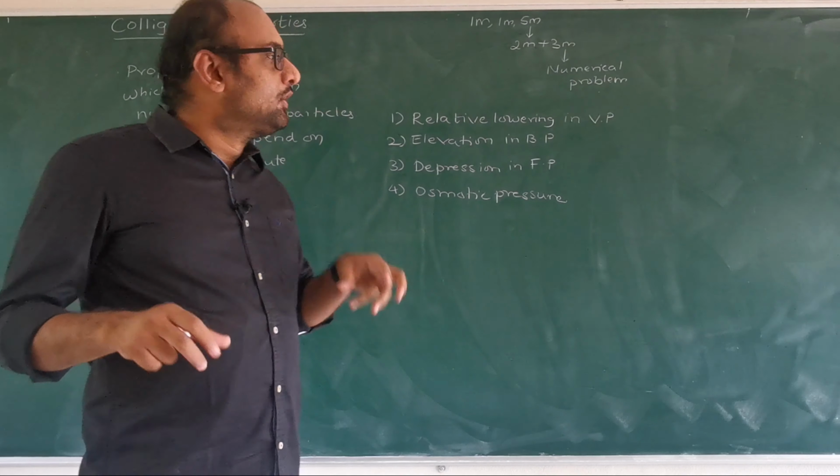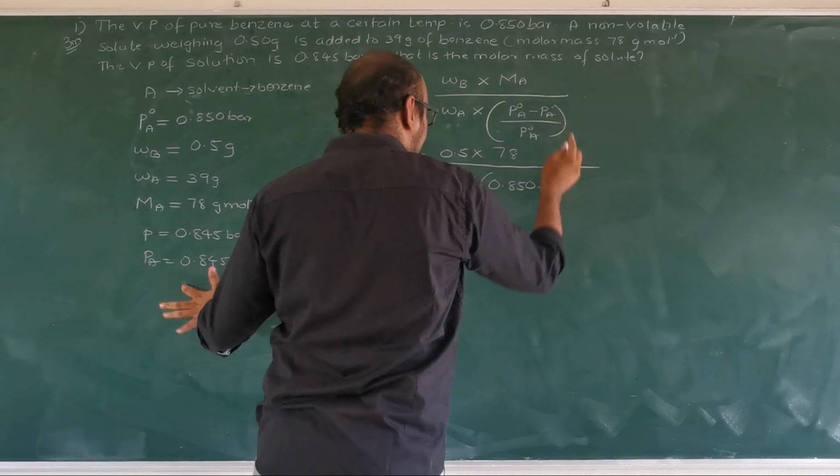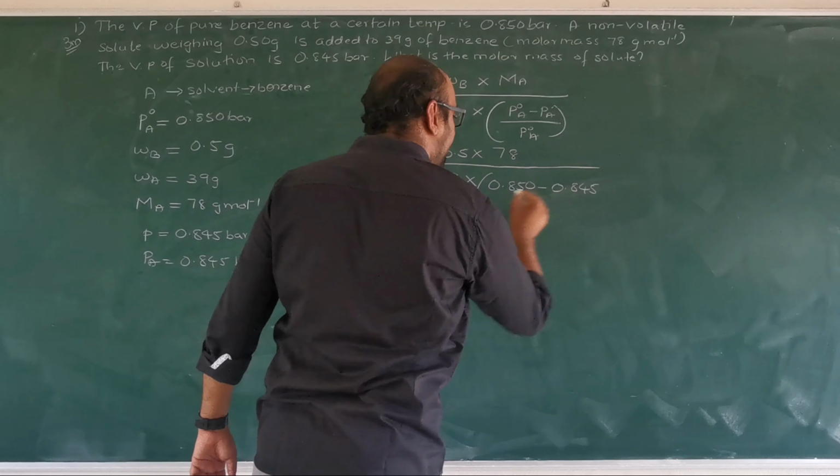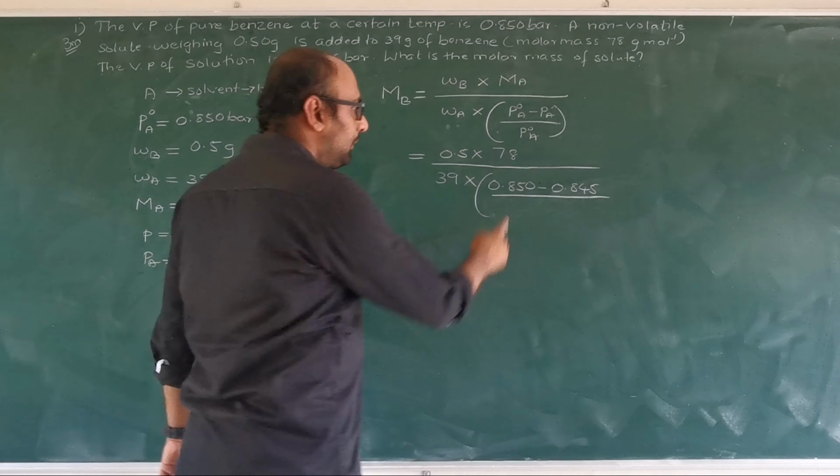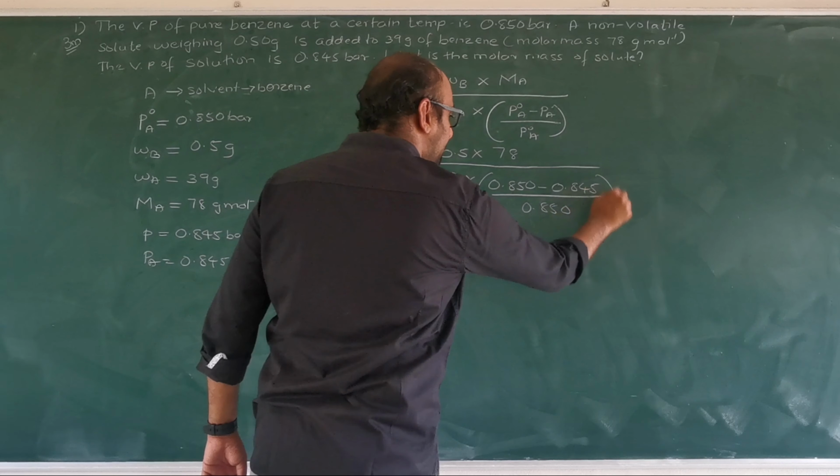Now just substitute the values here. WB is equal to 0.5 multiplied by MA. What is MA? MA is 78 gram per mole, divided by WA. What is WA? WA is 39, multiplied by the relative lowering in vapor pressure. What is P naught A? P naught A is 0.850 minus PA. PA is 0.845, divided by P naught A, 0.850.